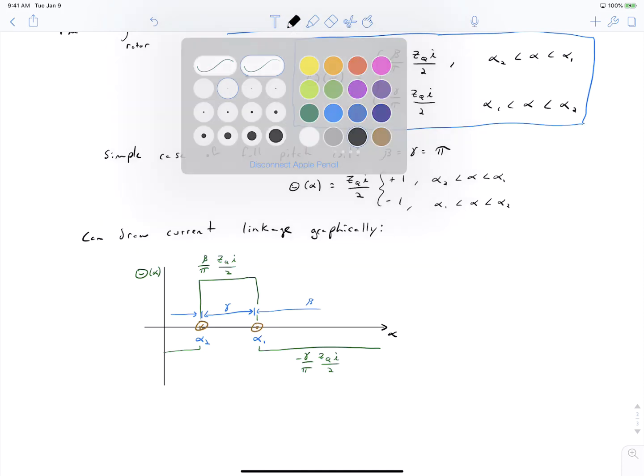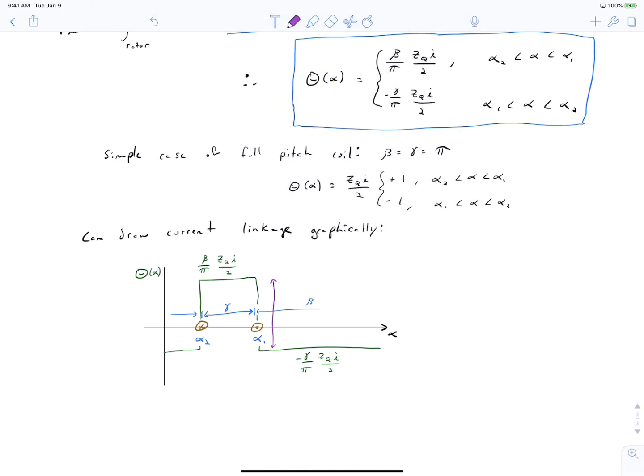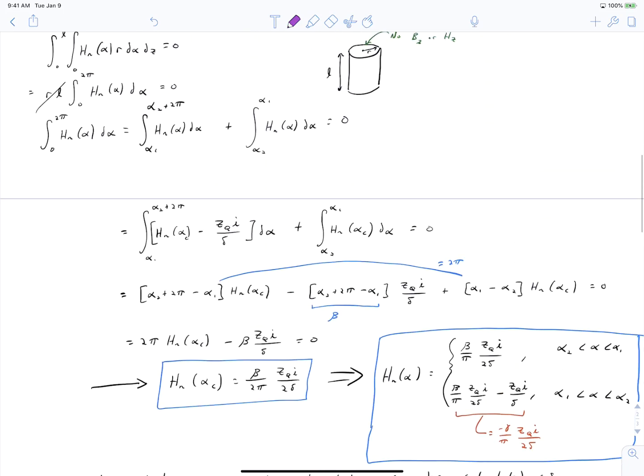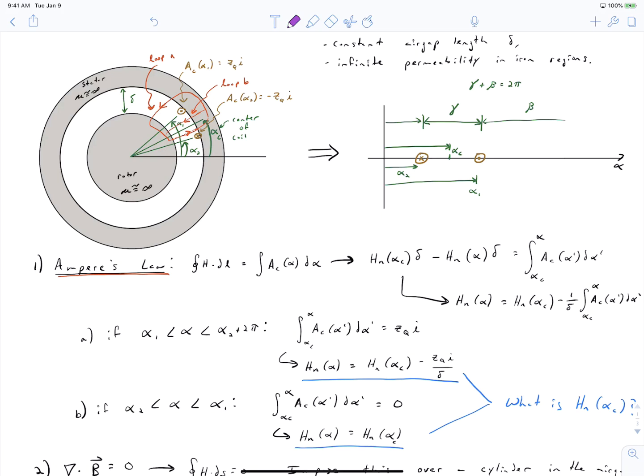And we can note that every time we encounter a conductor, we have a step change in the current linkage of ZQI. So when we encounter a current going into the page, our current linkage increases by ZQI, and when we encounter a conductor coming out of the page, our current linkage decreases by ZQI. And you can verify these directions by using the right-hand rule and noting the direction of the current and what you'd expect the field path around that conductor to be. It's a little bit tricky, so first start by thinking about the right-hand rule in reference to your motor cross section up here, and then think about how that translates to your linear diagram.